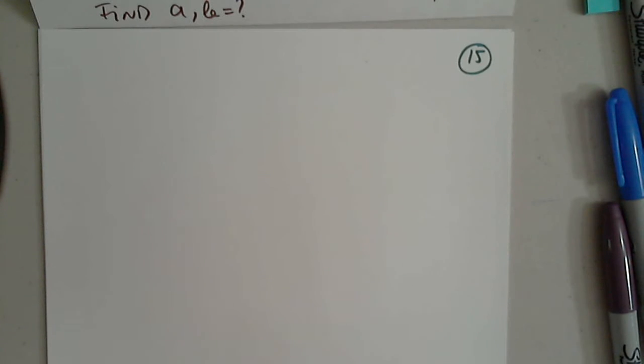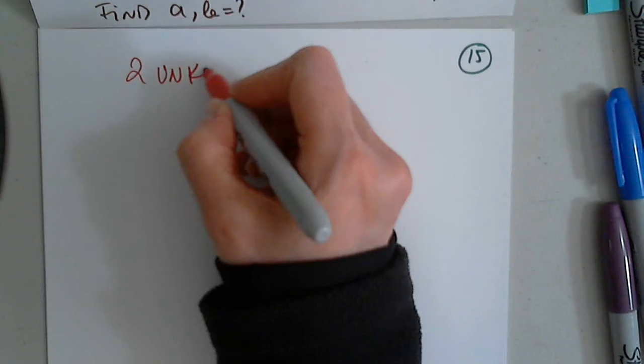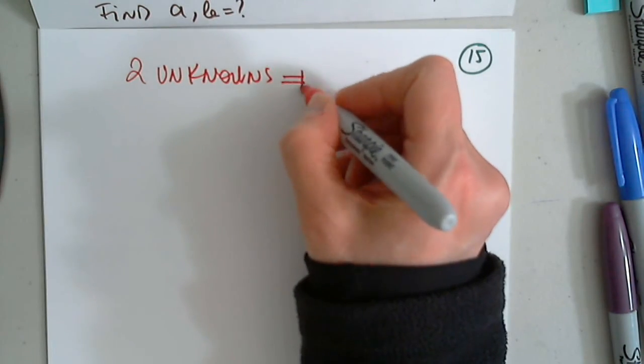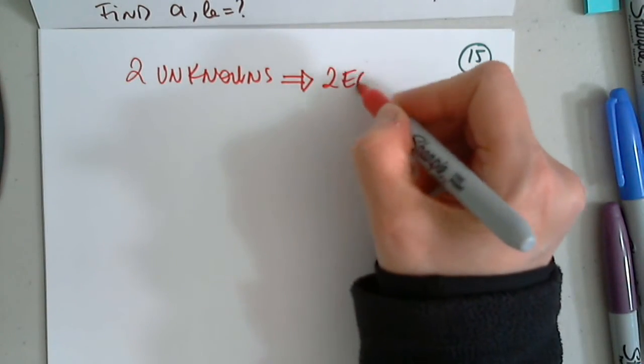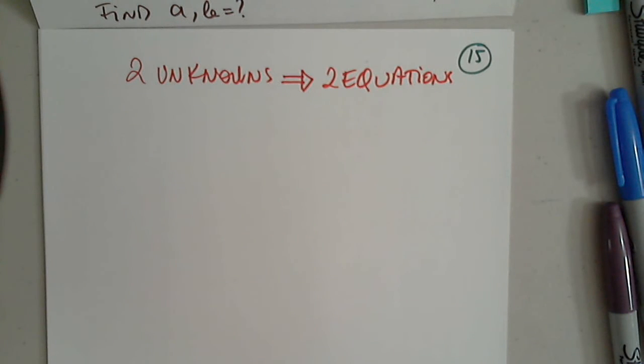Is it just A and B? Yes, so we have two variables, unknowns. How many equations will I have to have in order to find two unknowns? 2. Absolutely 2 equations. Good. So is there an obvious one that I could start with?